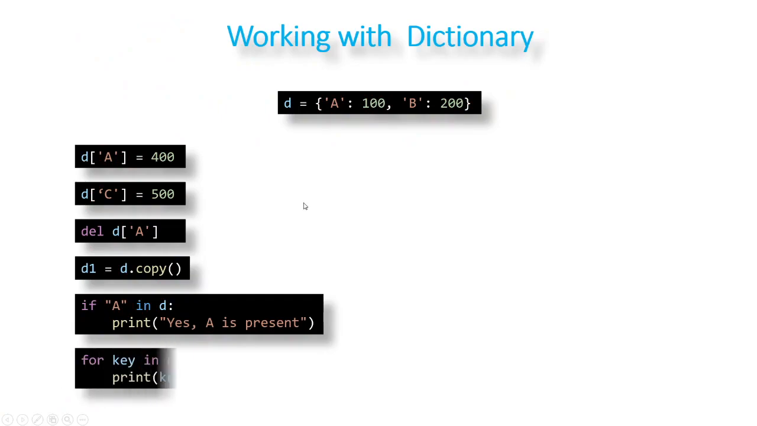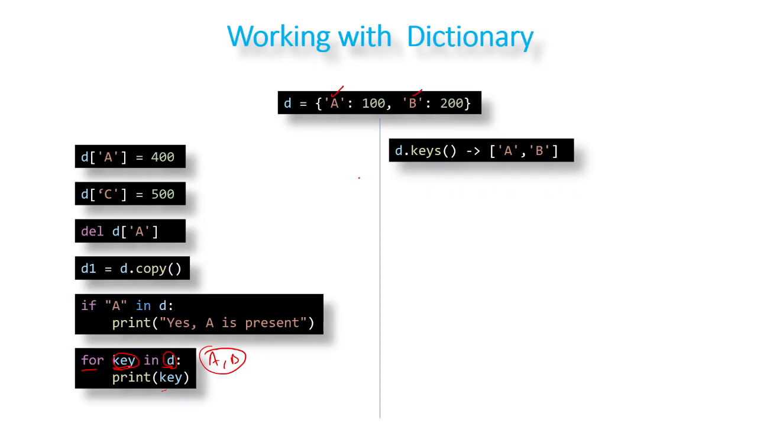Yeah. Similarly, if you want to loop over the dictionary, when you simply write for key in d, and you don't mention anything, just the dictionary name, it loops over all the keys that are present inside the dictionary. So the keys are a and b. So if you do this print, it will print a and b. Okay. Now let's see some more examples.